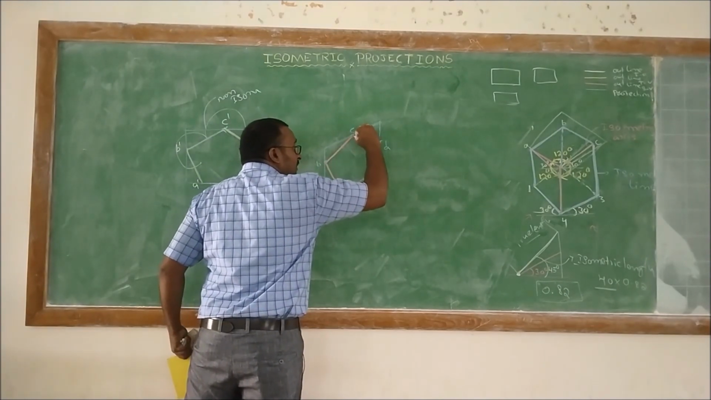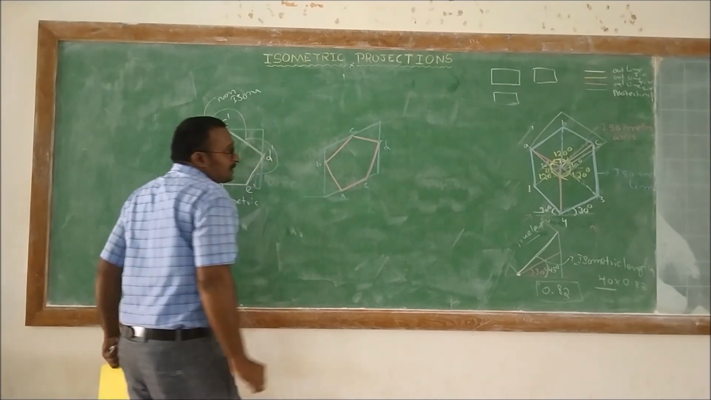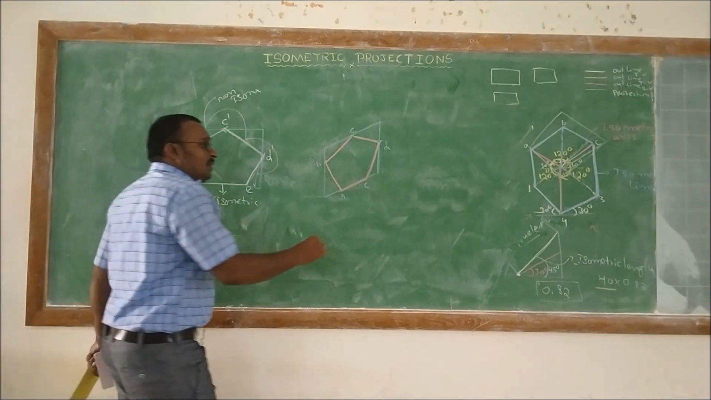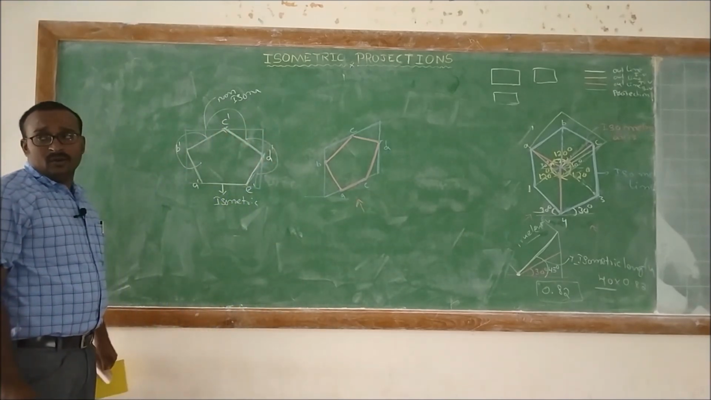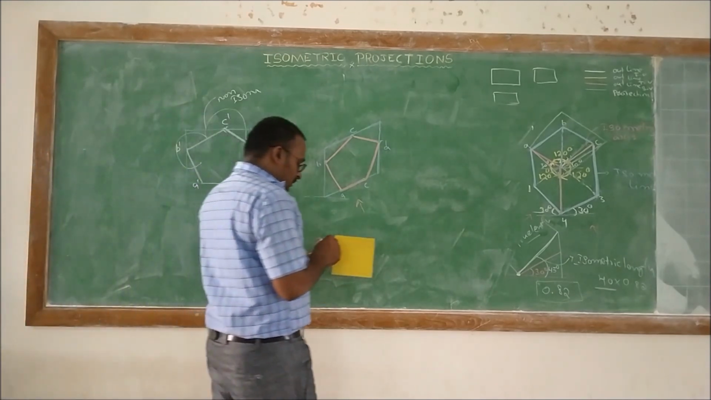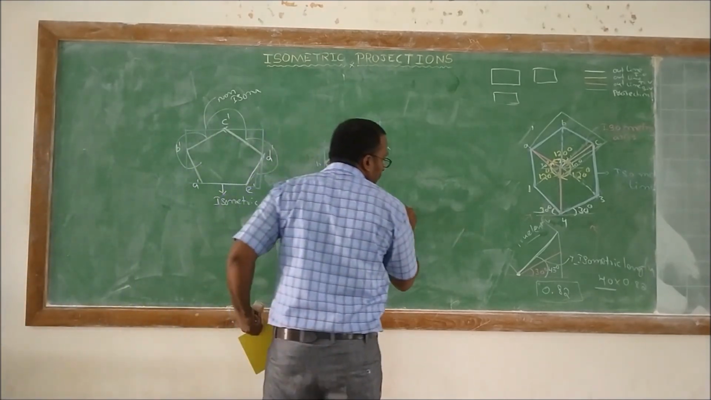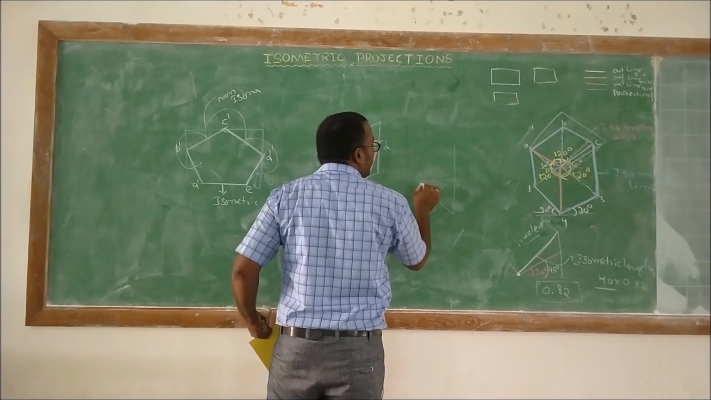AB, BC, CD, DE, EA. So this is the front view of the given polygon. Right? Whenever we are talking about the side view, here we need to create that side view box.